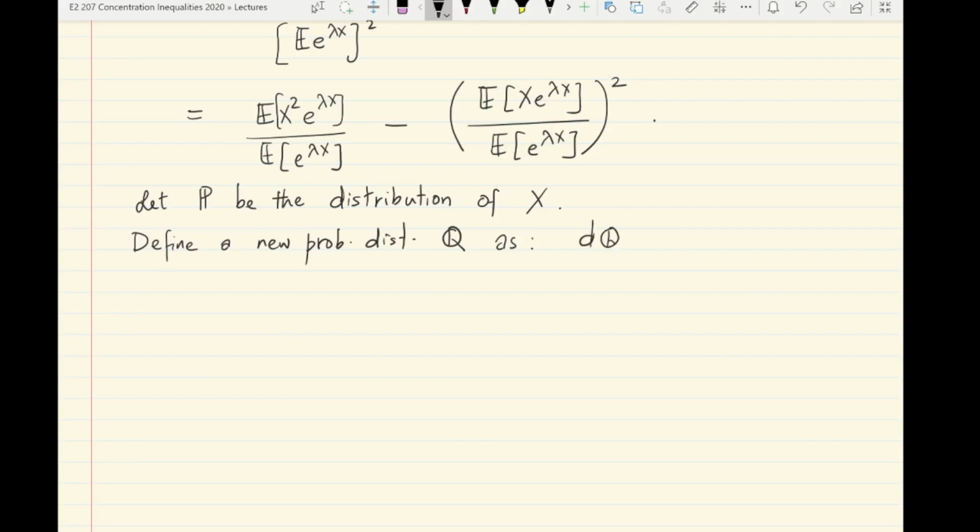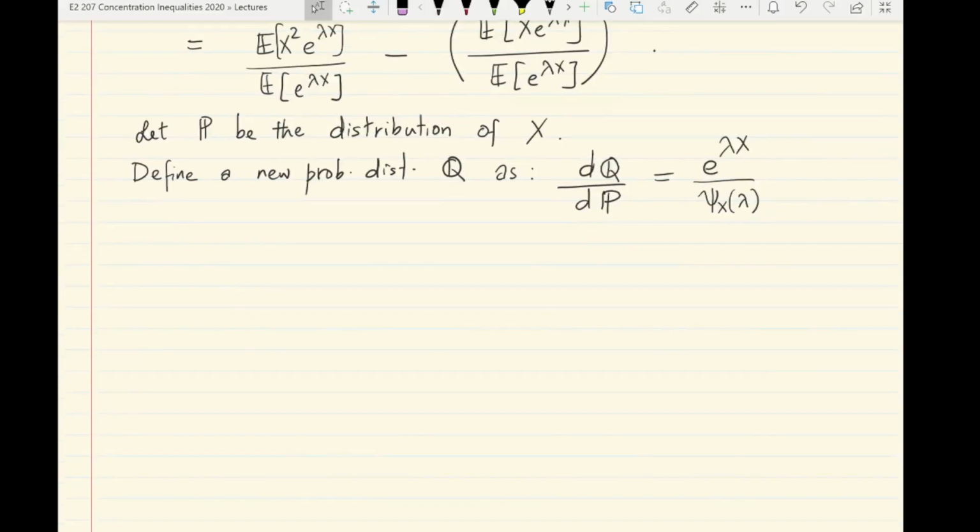We'll say the ratio of Q by P at every sample point is e raised to lambda x, where x is the value of the random variable, divided by C_X of lambda to make it a valid probability distribution, that is, to make it sum to 1. Okay. So the notation dQ by dP, if you are not familiar with this, you can for concreteness imagine that X is a discrete random variable, and then this just reduces to Q of x by P of x.